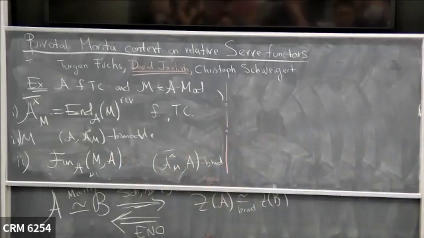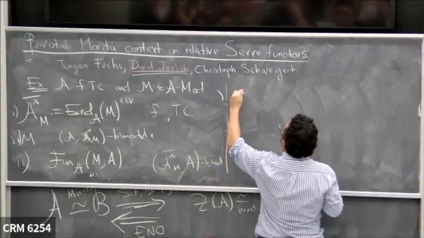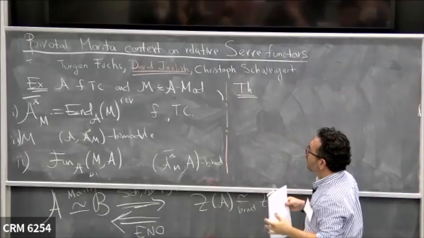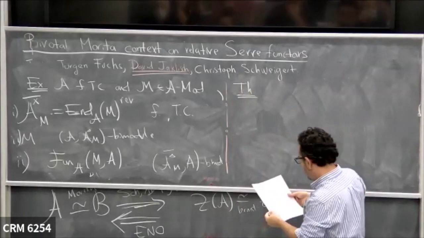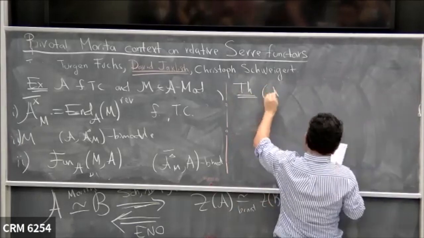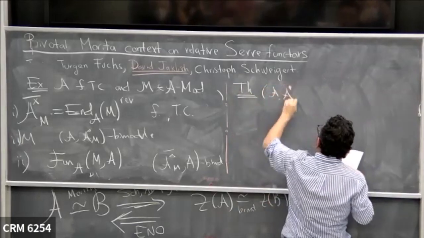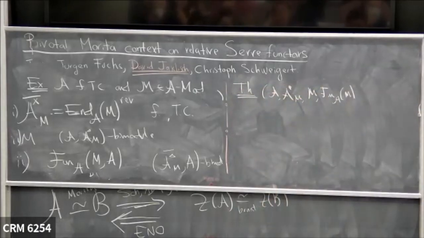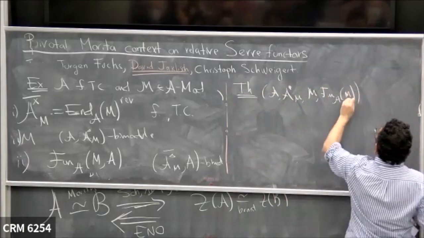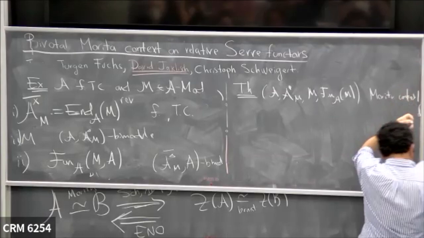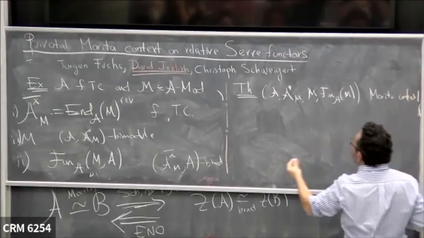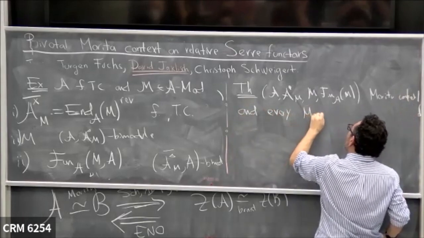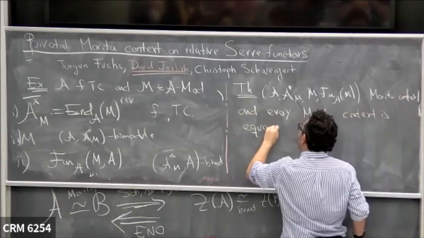So the result, which is analogous to a result in algebra, where there is a similar result, says that, I'm not saying all the whole information, I mean, this is a Morita context, but more interestingly, every Morita context is equivalent to one of these forms.